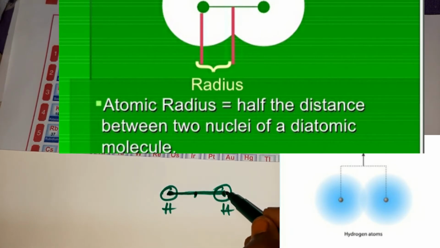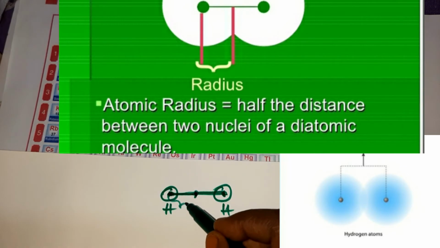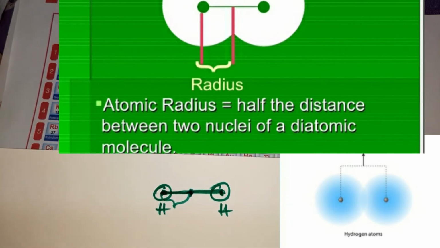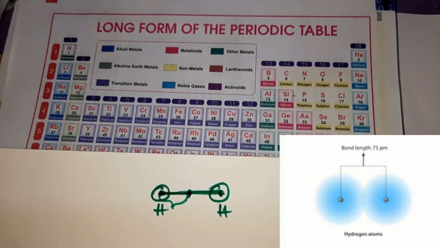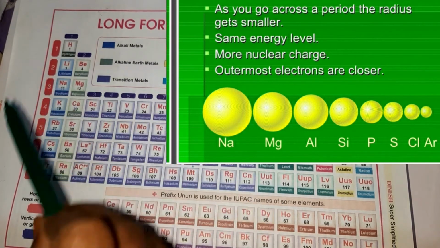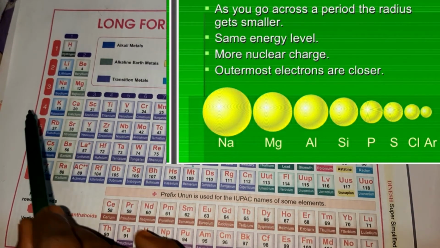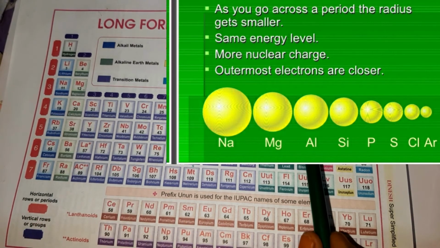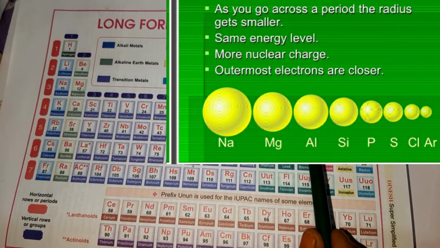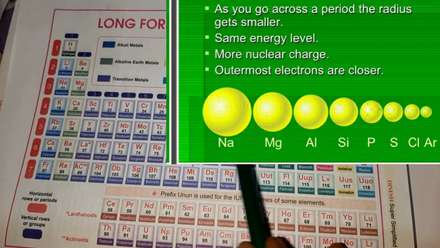This is the total distance, children. In that you are taking half, the half distance. This we call atomic radii or atomic radius. So what happens when we go across the period, children? What happens to the atomic radii when you go across the period from left to right? The atomic radius decreases, children. The atomic size decreases when you move from left to right.